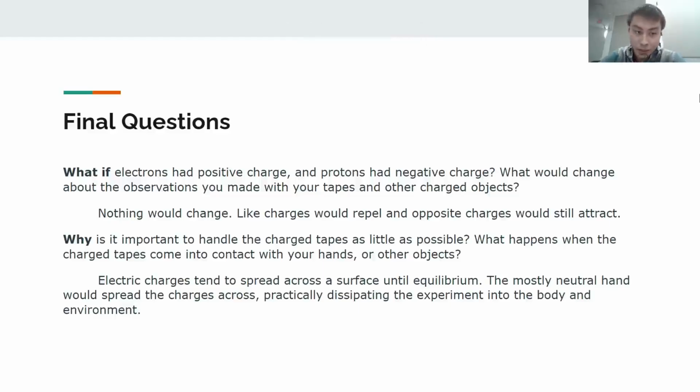And some final remarks. What if the electrons had positive charge and protons had negative charge? What would change about the observations that you made about the tapes and other charged objects? Well, the answer is that nothing would really change. Like charges would still repel and opposite charges would still attract.